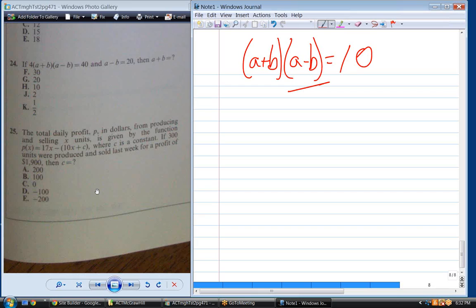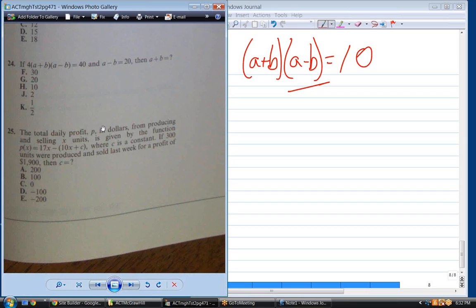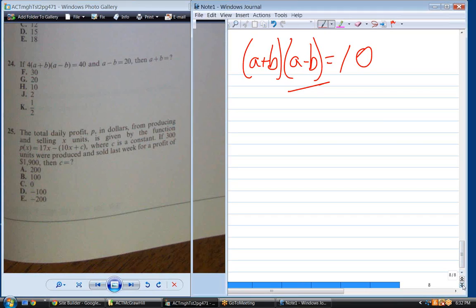Okay, that's where I got confused. I thought we had to solve for a and b. No, no. Always make sure you look at that final question. What is a plus b? Doesn't necessarily always mean you have to solve for a and b. You just need to solve for a plus b. Okay, next problem.